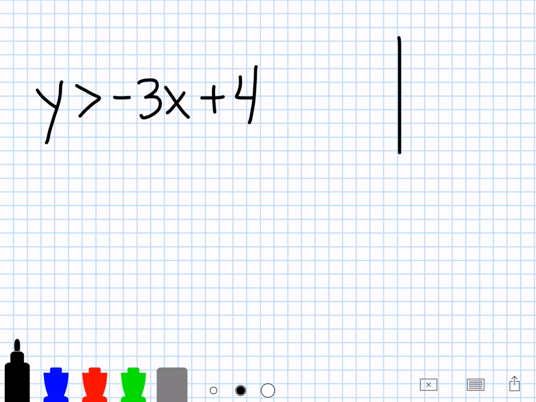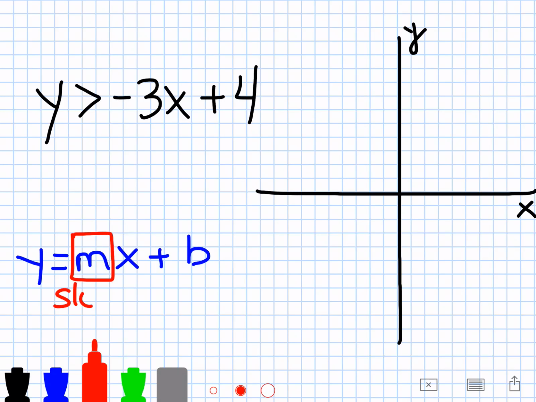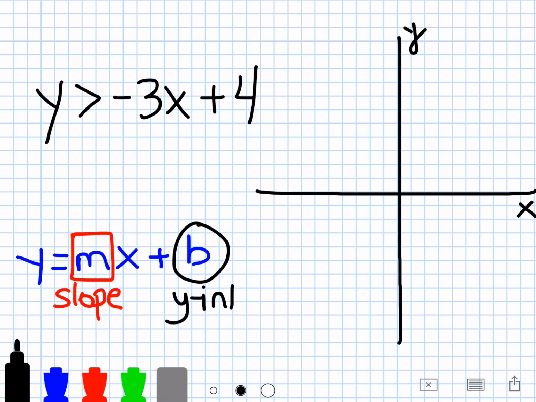Now, I'm going to go ahead and draw a little coordinate plane here for us. Remember, we have our x-axis right here, and we have our y-axis right here. If you look at our inequality, it looks very similar to slope-intercept form. And if you remember, slope-intercept form is y equals mx plus b, where m is your slope and b is your y-intercept. So in our problem up top, our slope is going to be -3 because it's the number that's paired with the x.